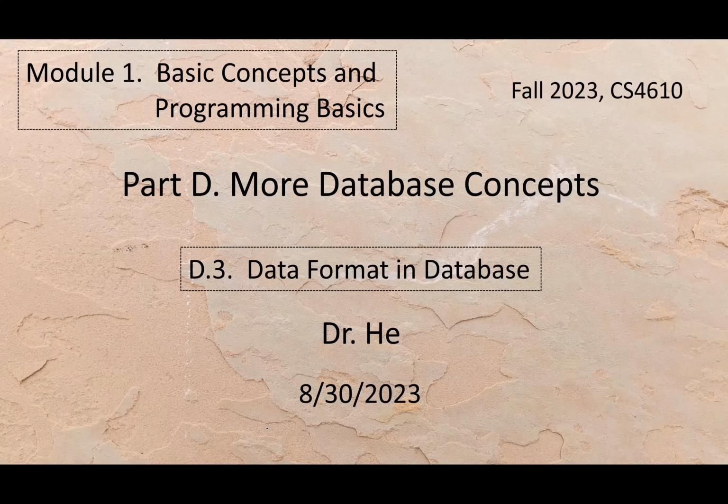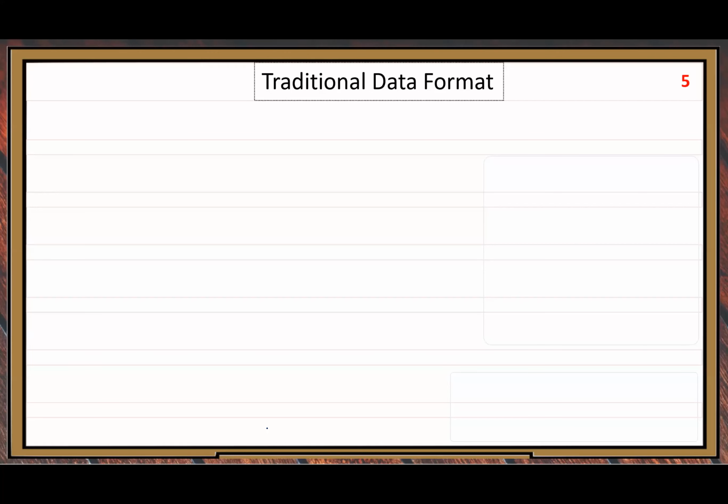Next one, D.3, data format in database. Traditional data format. The most popular case, the first type, textual or numeric. This is the most popular format. String values, textual, string values, double quotes, single quotes. So you give the string values. Double quotes, single quotes here.